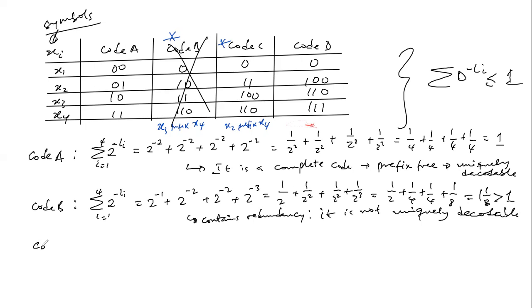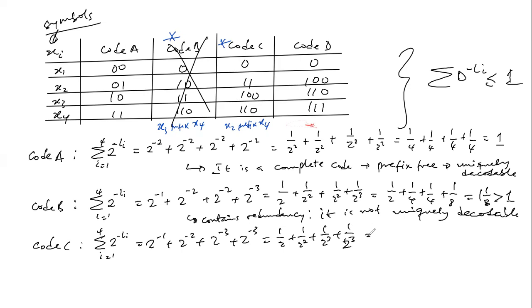Now let us look at code C. Sigma i equal to 1 to 4, 2 to the power of minus l sub i. So we have 2 to the power of minus 1 plus 2 to the power of minus 2 plus 2 to the power of minus 3 plus 2 to the power of minus 3. So that's going to give us 1 over 2 plus 1 over 2 to the power of 2 plus 1 over 2 to the power of 3 plus 1 over 2 to the power of 3. That's 1 over 2 plus 1 over 4 plus 1 over 8 plus 1 over 8. So that's going to give us 7 over 8, which is less than 1. Perfect. So this satisfies the Kraft-McMillan inequality, right? Because it is less than, it is not greater than, it's less than.